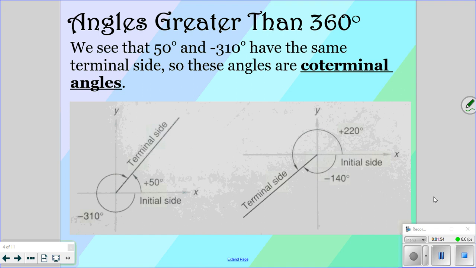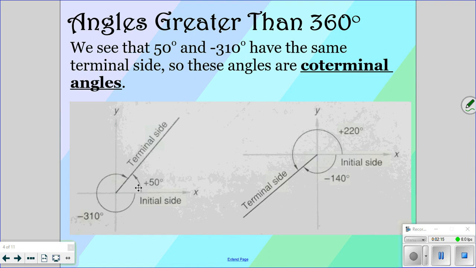All right, so looking at angles that are greater than 360 degrees. We have already talked about how we can have a positive angle or a negative angle. If we go positive, we go up from the x-axis and we go counterclockwise. And then if we go negative, we're going to go down from the x-axis and we're going to go clockwise.